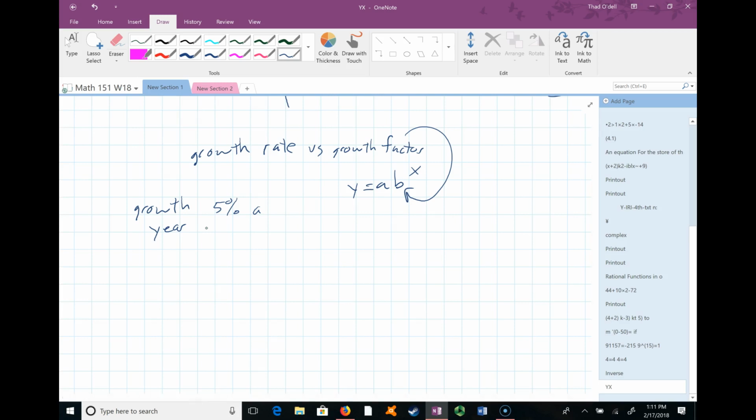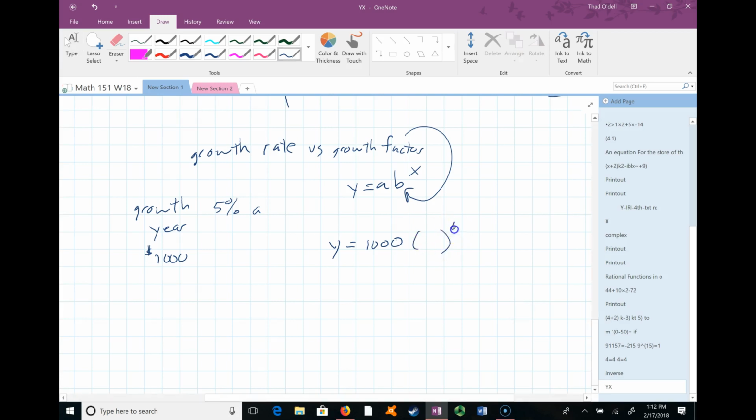Because if something's growing 5% a year, like for example, let's say you have $1,000 and it's growing 5% a year because you put it in some kind of investment. That would be awesome if you found something that grows 5% a year right now. But anyway, so let's say you have $1,000 and it's growing 5% a year. So you could easily write a little equation for that because the initial value is 1,000. That's where I start out when time is 0. And we're going to measure time by years.